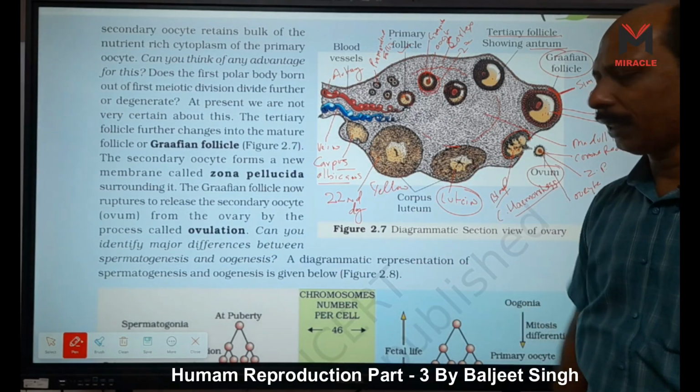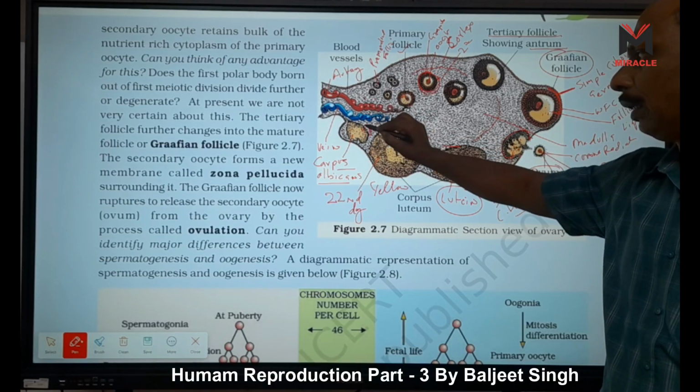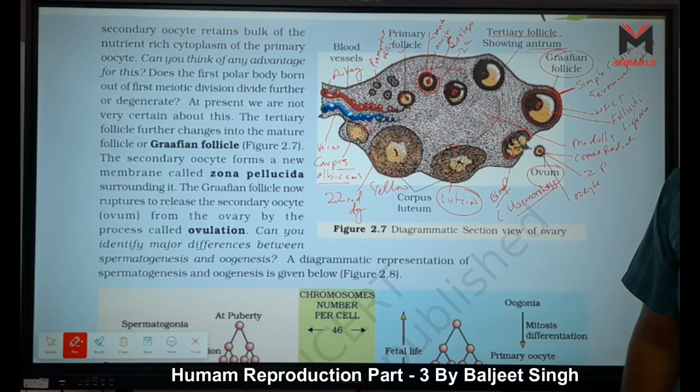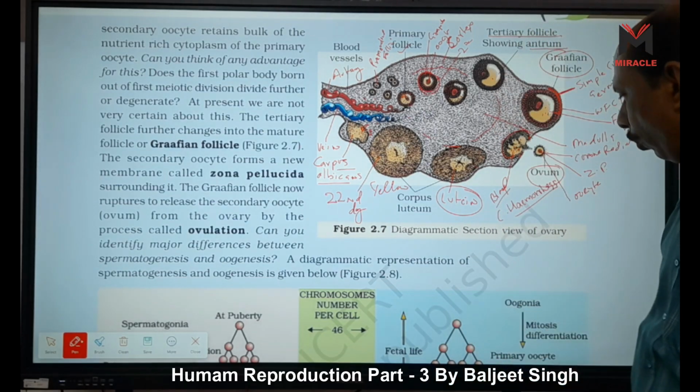Where does this corpus albicans go? Because some cells are also there, phagocytic cells, right? They eat and digest this corpus albicans. It never goes out of the ovary. Okay.